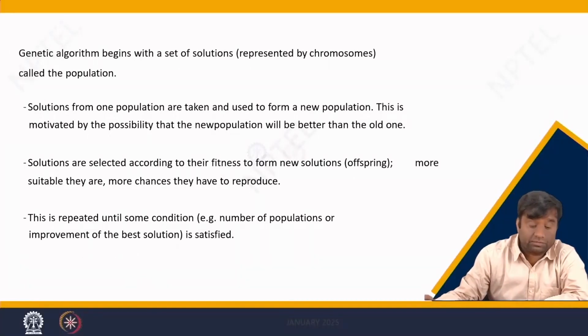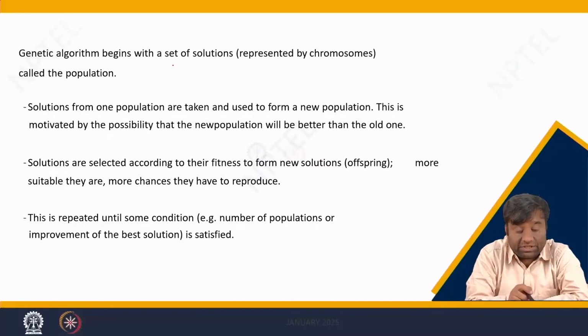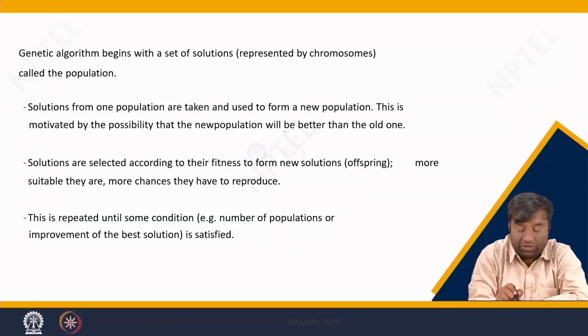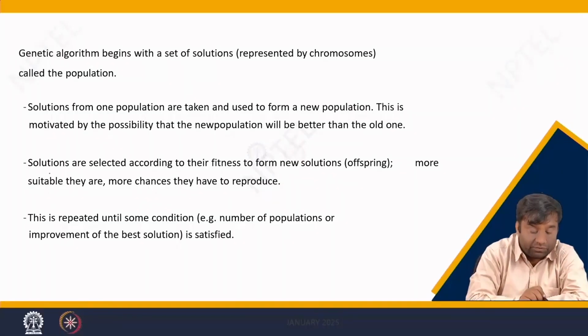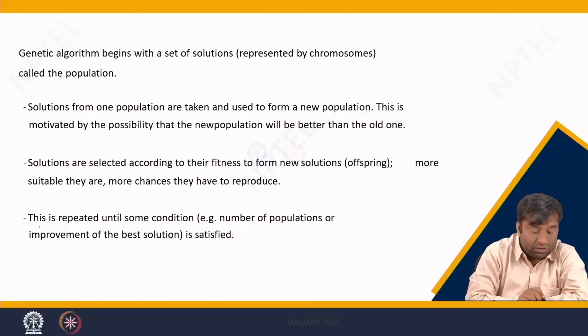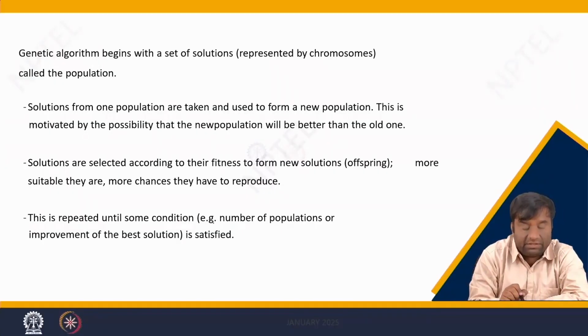As evolution proceeds, the genetic algorithm begins with a set of solutions represented by chromosomes, that is called a population. Solutions from one population are taken and used to form a new population. This is motivated by the possibility that the new population will be better than the old one. Solutions are selected according to their fitness to form new solutions, that is offspring. The more suitable they are, the more chances they have to reproduce.